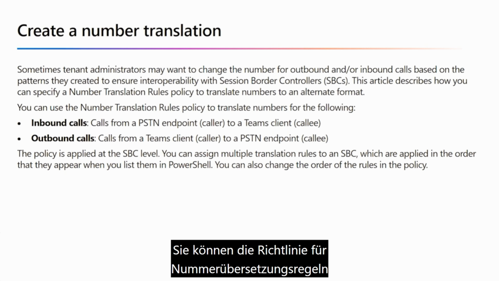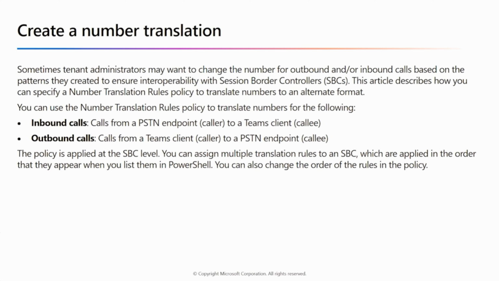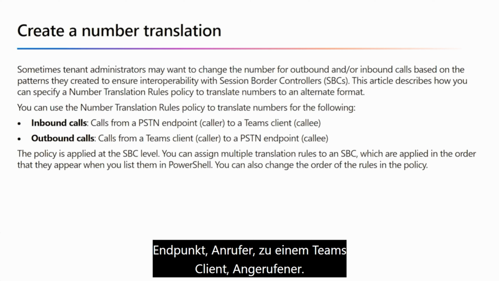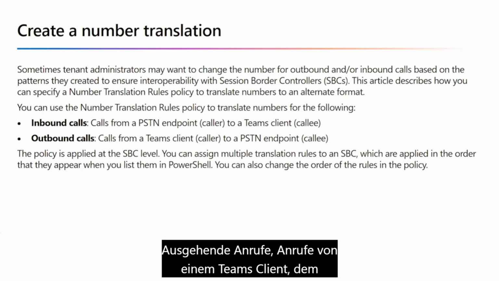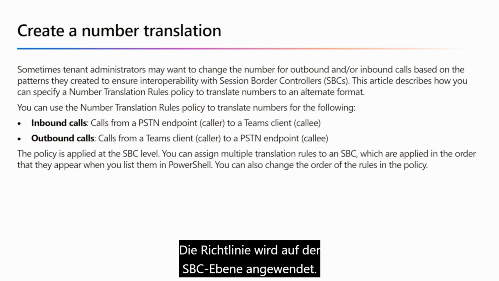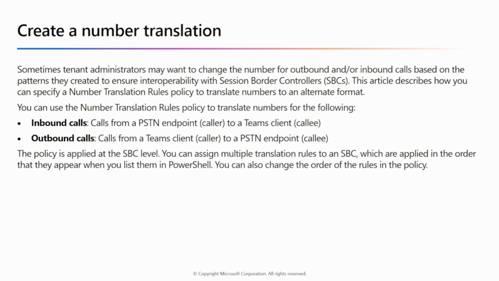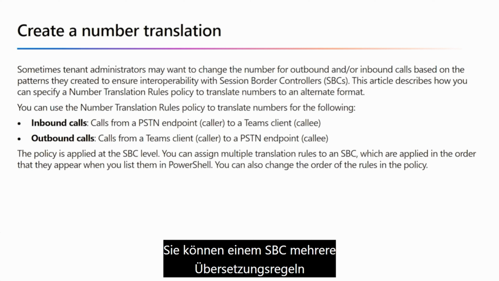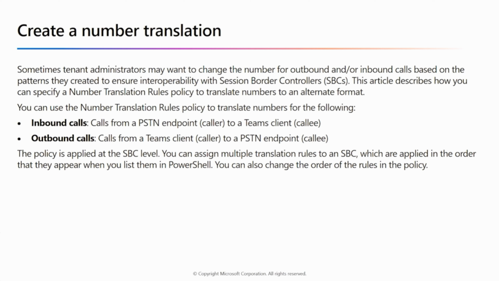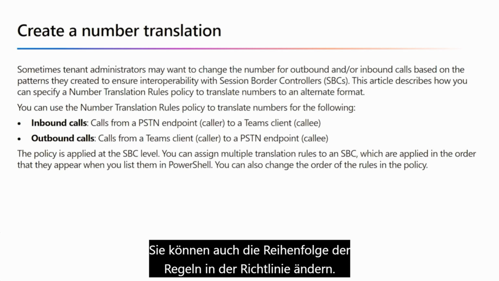You can use the number translation rule policy to translate numbers for the following: inbound calls, which are calls from a PSTN endpoint, caller, to a Teams client, colleague; and outbound calls, which are calls from a Teams client, caller, to a PSTN endpoint, colleague. The policy is applied at the SBC level. You can assign multiple translation rules to an SBC, which are applied in the order that they appear when you list them in PowerShell. You can also change the order of the rules in the policy.